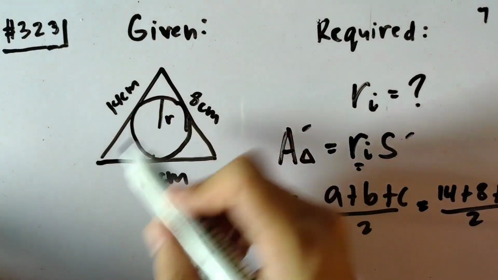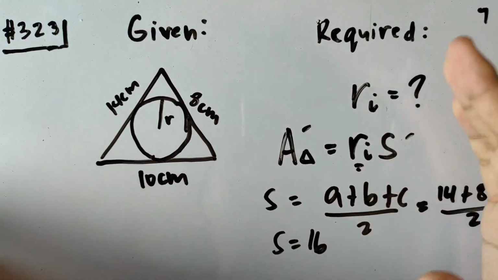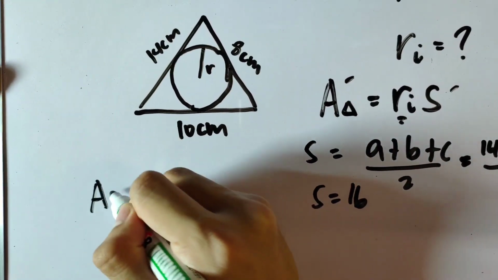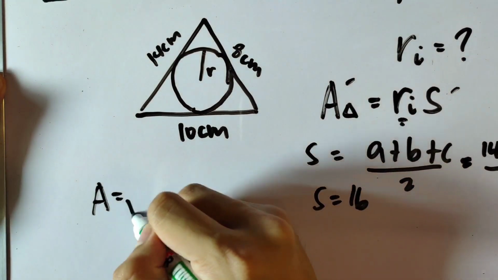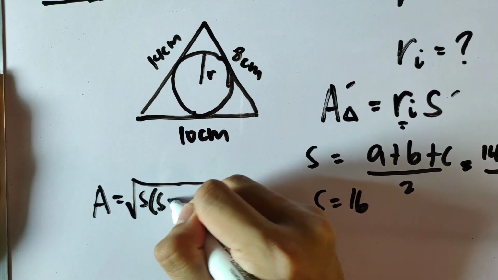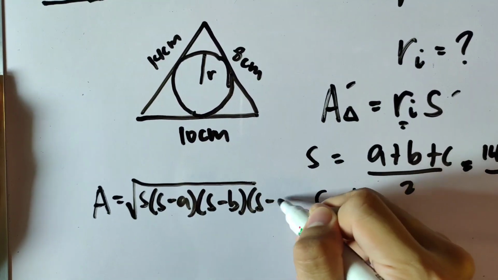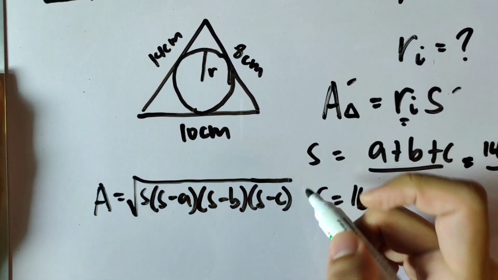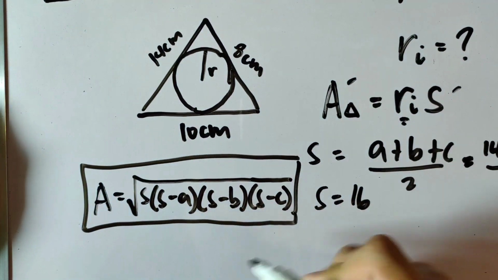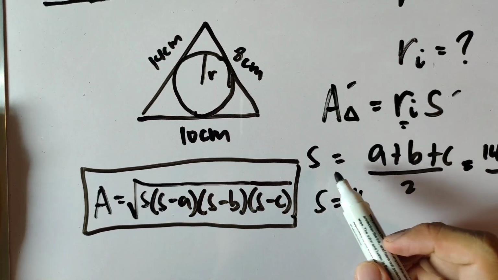And since given tayo ng 3 sides ng triangle, pwede nating masolve yung area nito gamit yung Heron's formula. Yung area ng triangle natin is equal to square root of S times S minus A times S minus B times S minus C. Ito yung Heron's formula. At yung S dito, the same din dito, which is yung semi-perimeter ng triangle.